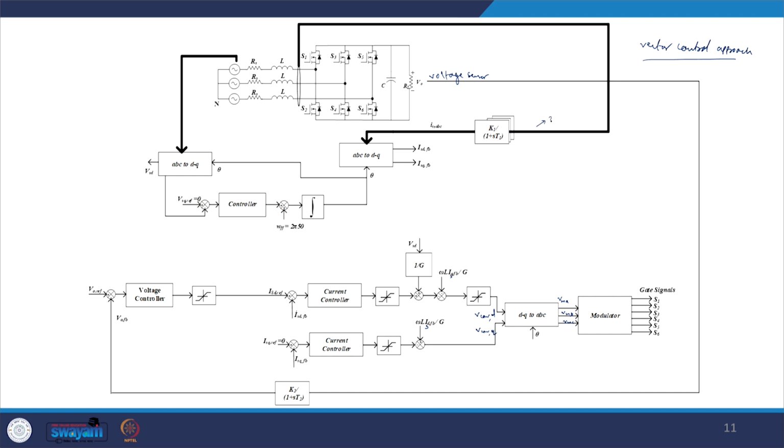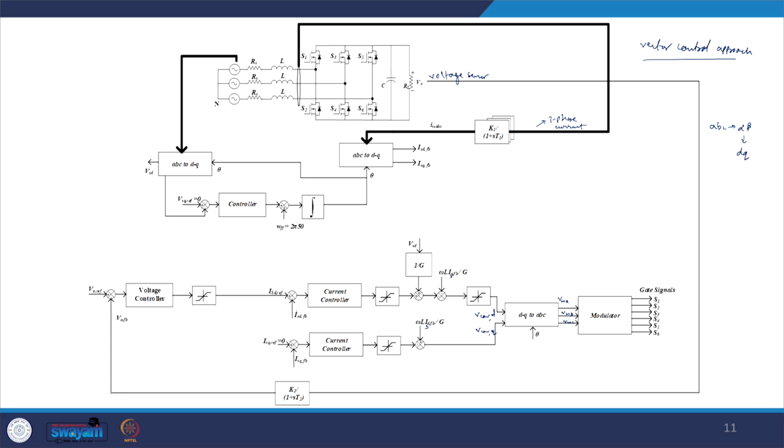So since we have 3 phase, we are actually sensing 3 phase currents, and that is going to the filter, which is nothing but K1 by 1 plus ST1, and then from here we will convert ABC to DQ. While doing ABC to DQ, we will go from ABC to alpha beta, and from alpha beta we will go to DQ.